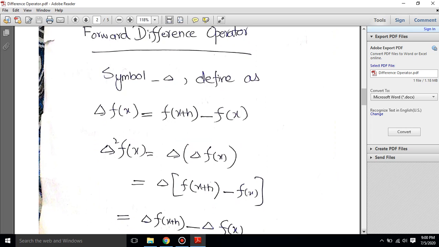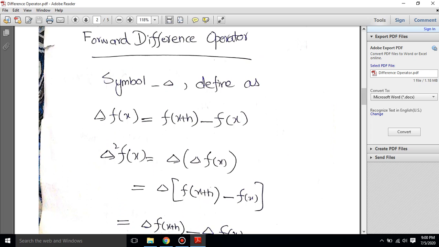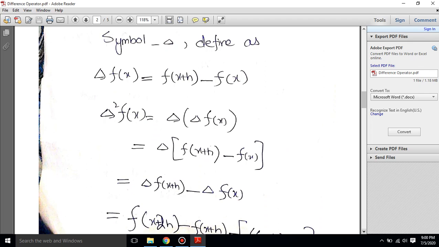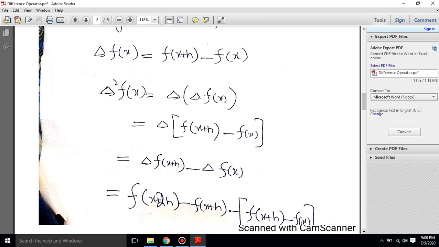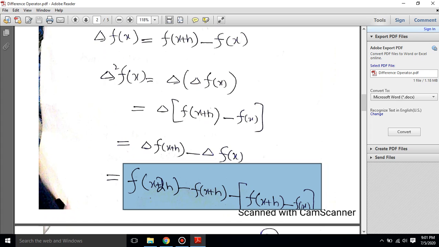Now from the definition of the forward difference operator, that will be equal to Δf(x + h) − Δf(x). See here, this will be equal to f(x + 2h) − f(x + h) − f(x + h) + f(x). So that will be our resultant function value as far as this operator is concerned.